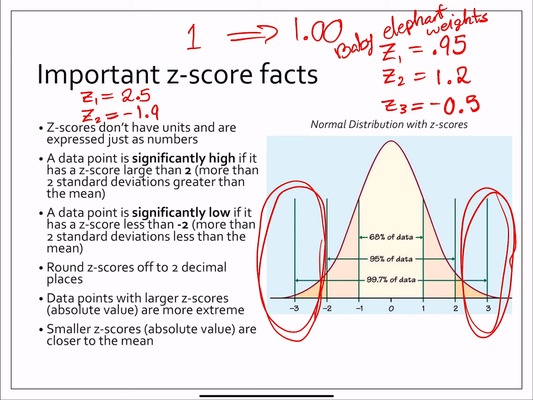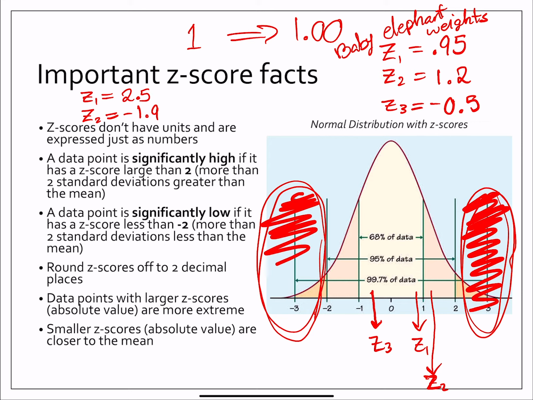So let's draw elephants on this little table here, right? So Z1 0.95, that's gonna be like right here. Z2, that's gonna be like 1.2, that's gonna be like right here. And then Z3 -0.5 is gonna be like right here. And we can see that none of these z-scores are in this range, are they? None of the z-scores are over here. None of the z-scores are over here. So none of them are significantly high or significantly low.